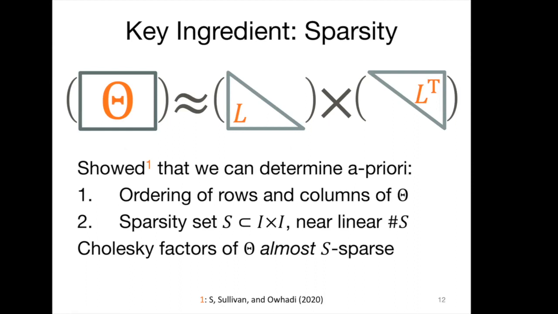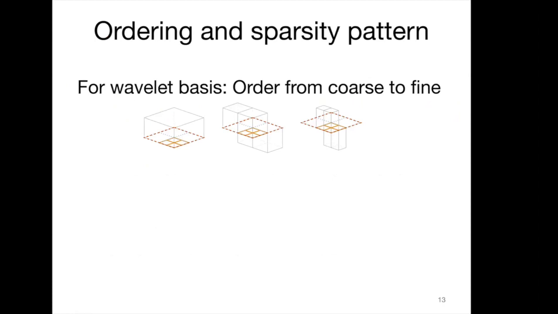So the key ingredient is going to be a sparse Cholesky factorization. In prior work, we have shown that choosing the right ordering of the rows and columns of this matrix theta, the solution operator matrix, the Cholesky factors are almost sparse. The ordering is such that we take our wavelet basis, and then we just order the wavelets from coarse to fine.